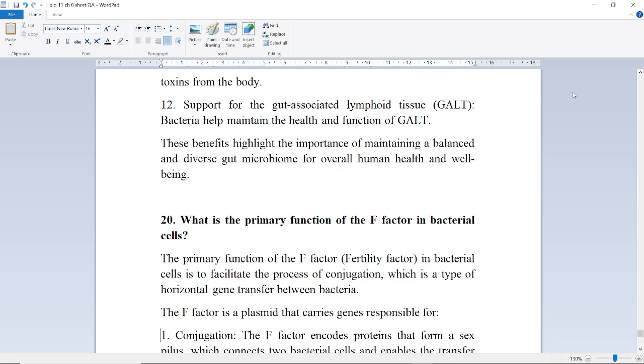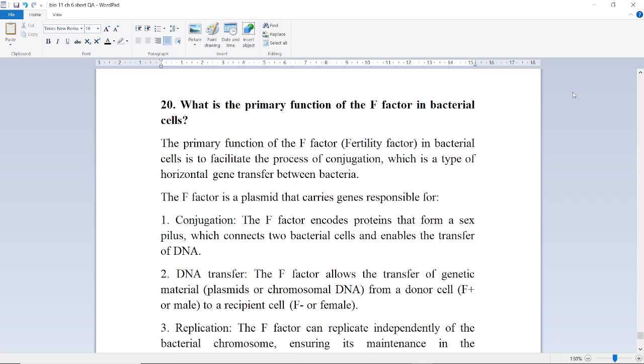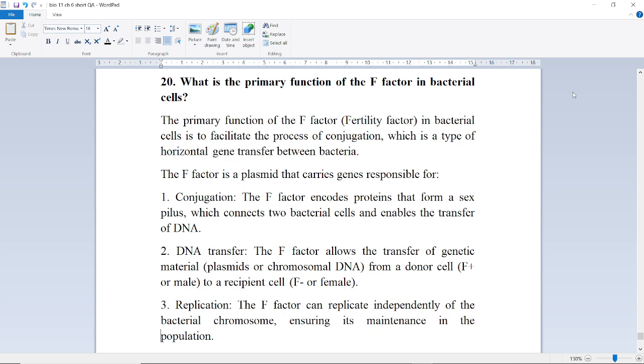Next question is, what is the primary function of the F factor in bacterial cells? The primary function of the F factor, fertility factor, in bacterial cells is to facilitate the process of conjugation, which is a type of horizontal gene transfer between bacteria. The F factor is a plasmid that carries genes responsible for conjugation. The F factor encodes proteins that form a pilus which connects two bacterial cells and enables the transfer of DNA.